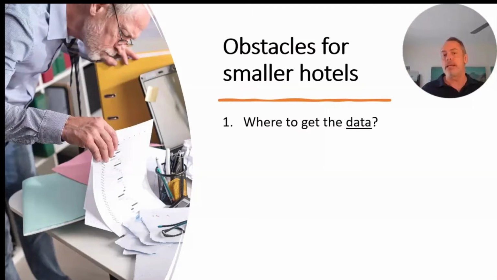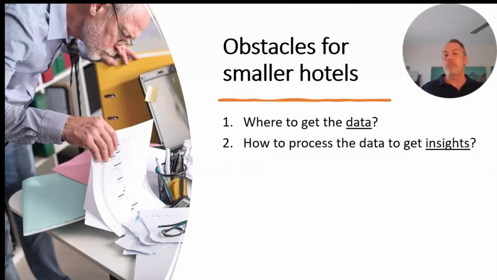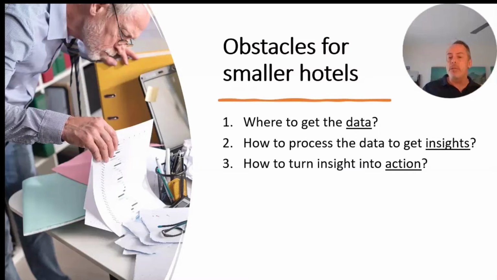So the obstacles for smaller hotels are where to get the data. We're going to talk about that in more detail, and how to process the data to get insights, because data is not very valuable if you cannot get insights, right? So insight is what you really want. And then you want to turn that insight into action. So these are the 3 critical steps: data, insights, and action. And we'll come back to that in a second in more detail.